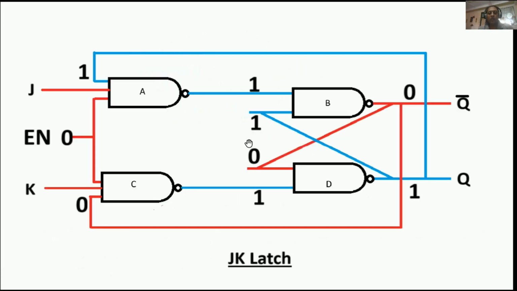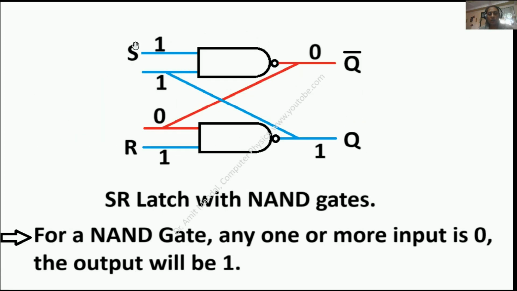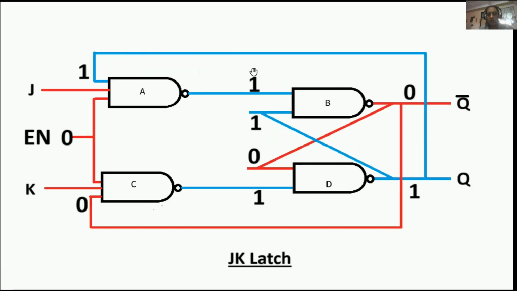Now what is a JK latch? In JK latch, what happens? The same SR latch over here, S and R are the inputs. So you can see here, these two NAND gates B and D are making an SR latch whose inputs are connected to two more NAND gates. You can see A and C are the NAND gates. So the output of these A and C are connected to the S and R of this SR latch, composed of B and D.